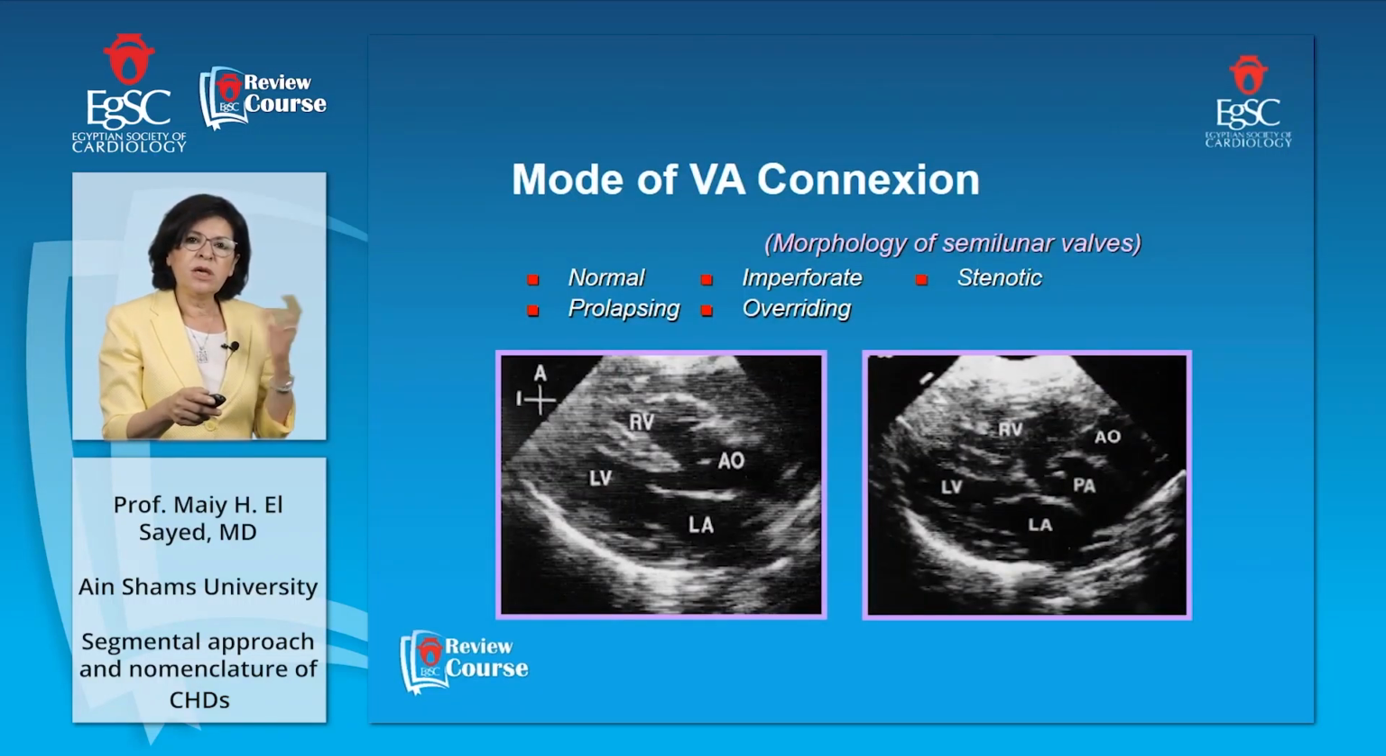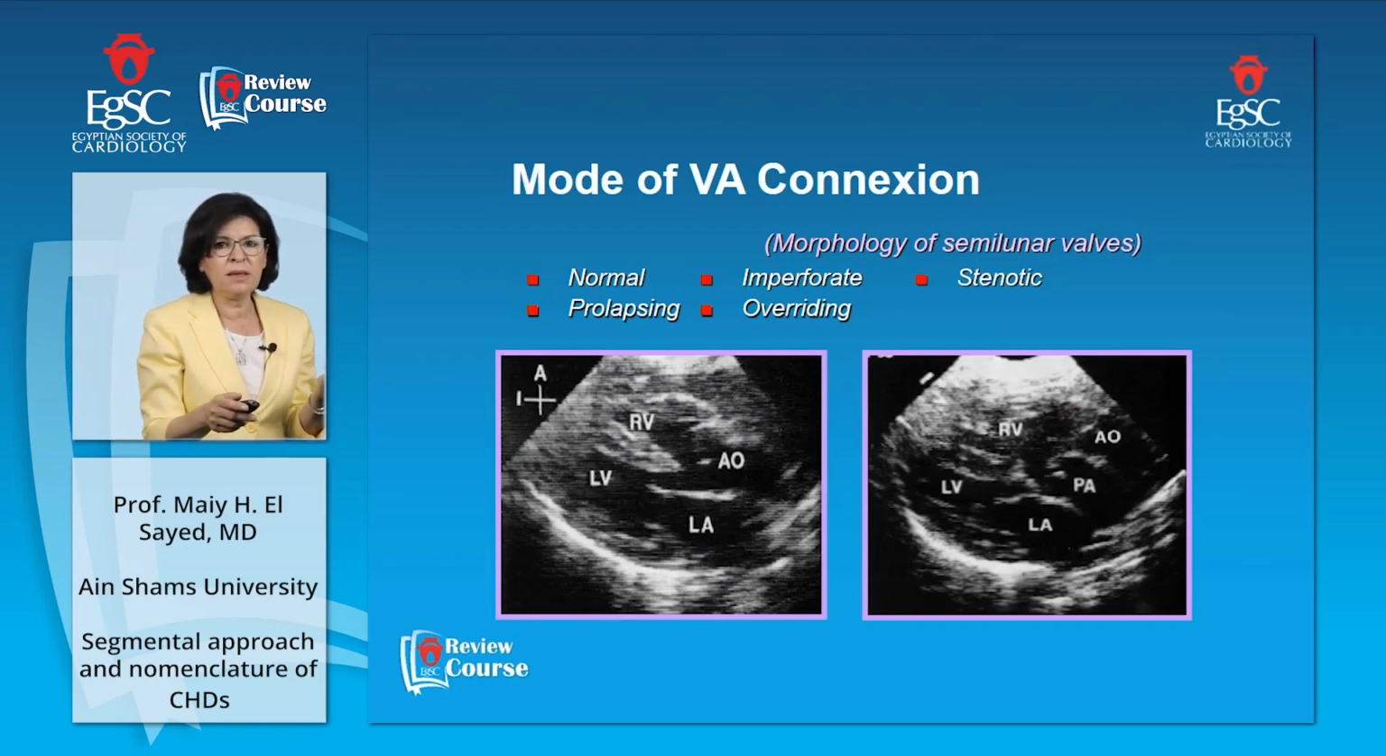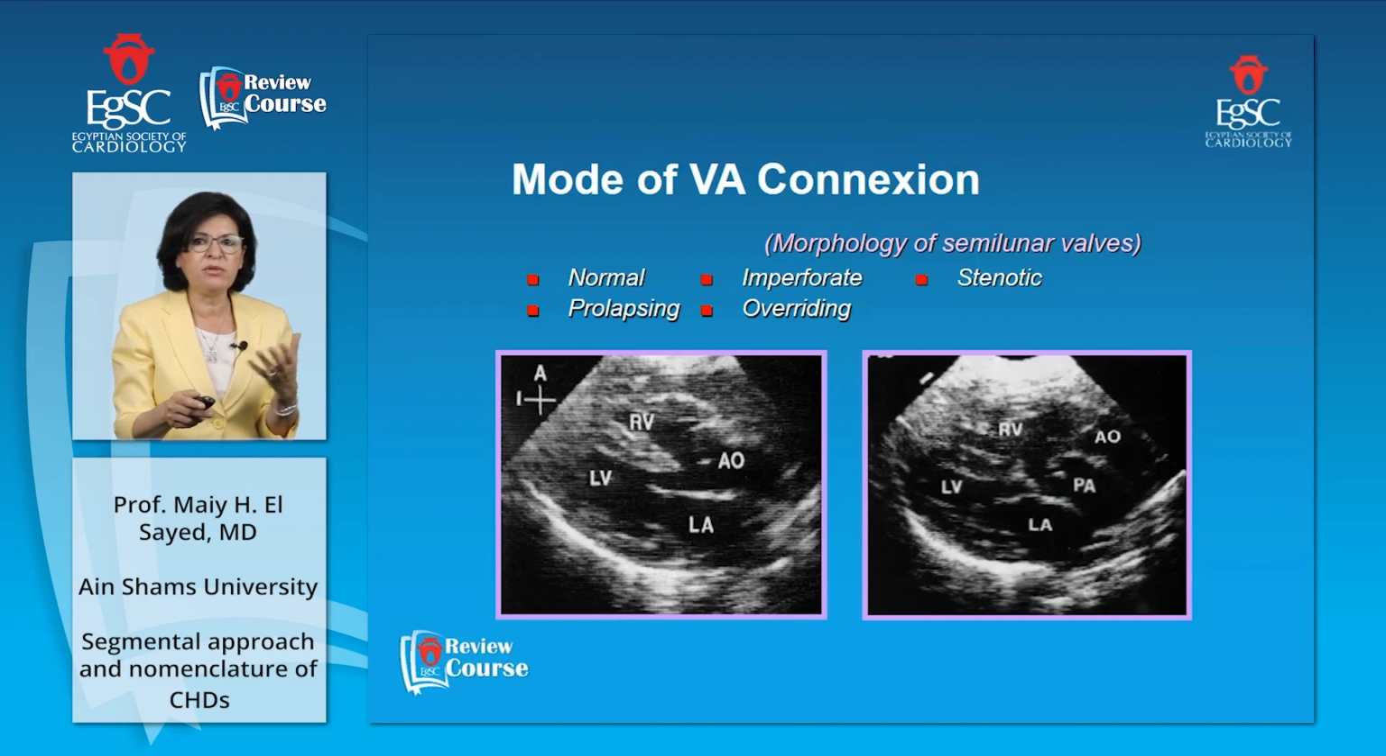Having done with the type of connection, we now move to the mode of VA connection. So again, the valves can be normal, they can be imperforate, can be stenotic, can be prolapsing, can be overriding. One thing is different from the AV valves. There is no straddling here, only overriding, because there are no chordae tendineae attached to the semilunar valves. So you have normal, imperforate, stenotic, prolapsing, and overriding.